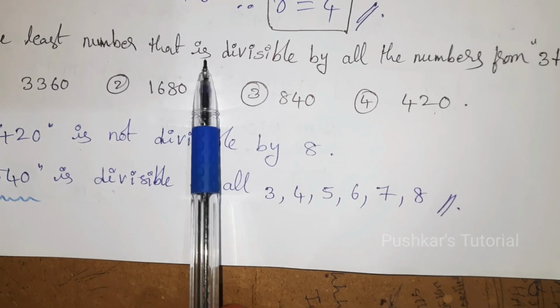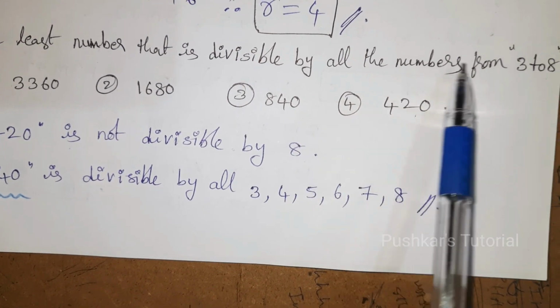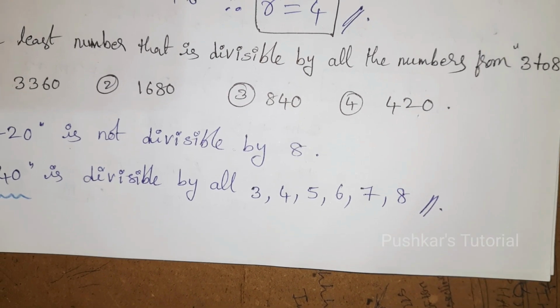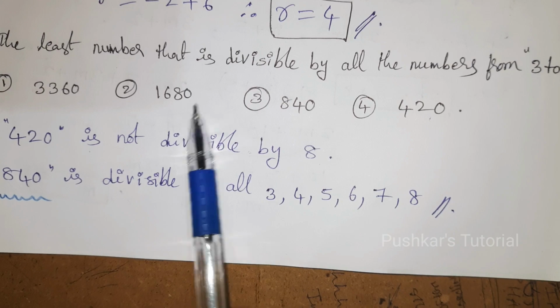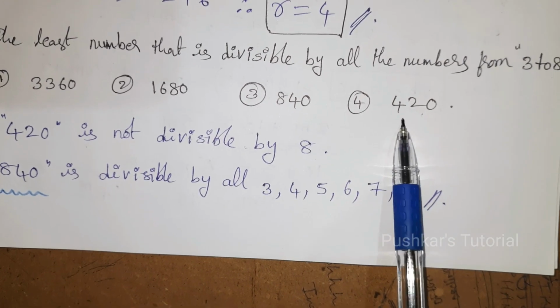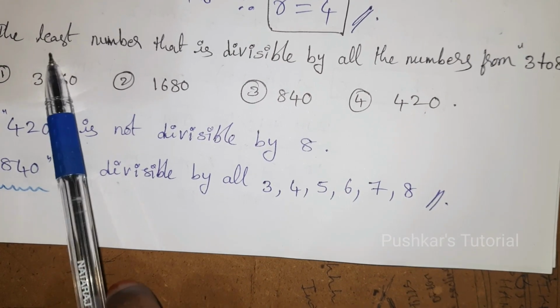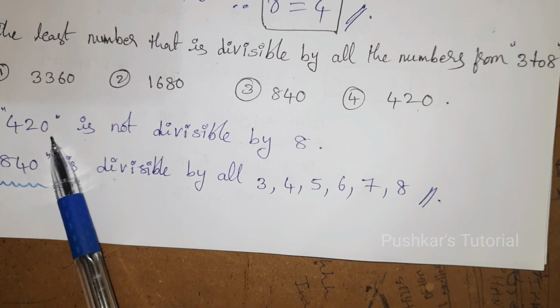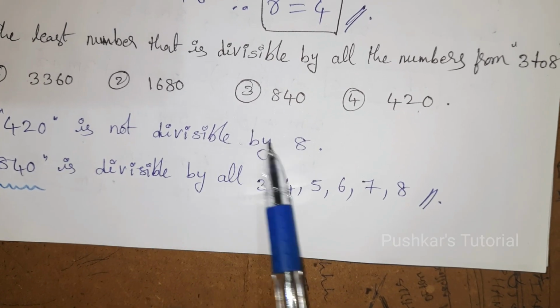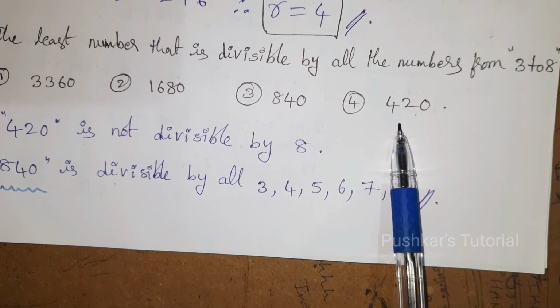The least number that is divisible by all the numbers from 3 to 8. First option 3360, second option 1680, third option 840, fourth option 420. So it is discussing the least number. I am taking the fourth option first, 420. Here 420 is not divisible by 8, so it is not the fourth option.